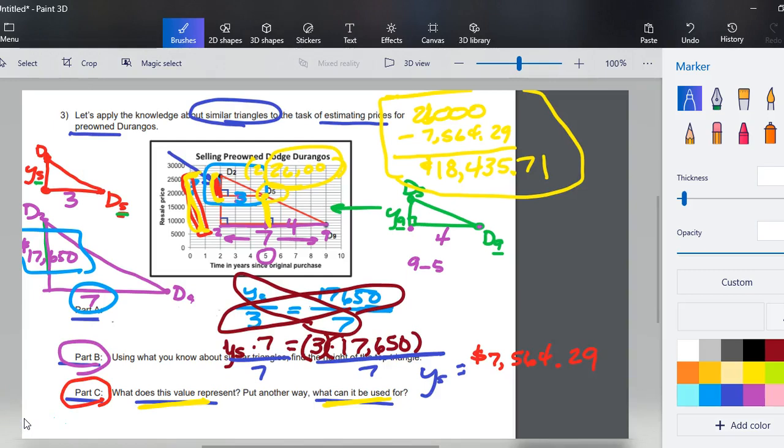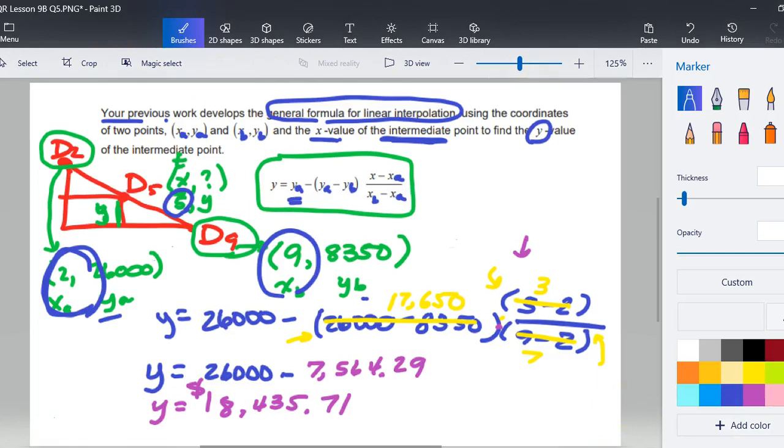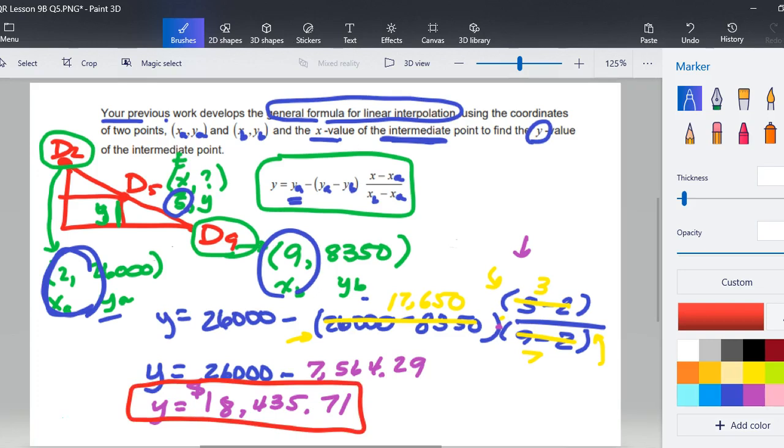I've gone back to the slide for question 3, and I want to go back to where we were, that we used this proportion, we used some subtraction, and we came up with a value of $18,435.71. Notice that we get $18,435.71. For this lesson, you're going to need to know one way or the other, using what we did on question 3 or using what we're doing back here on question 5, which is really kind of question 4. You're going to need to know how to use one of these ways to calculate the intermediate value of the price of a car.